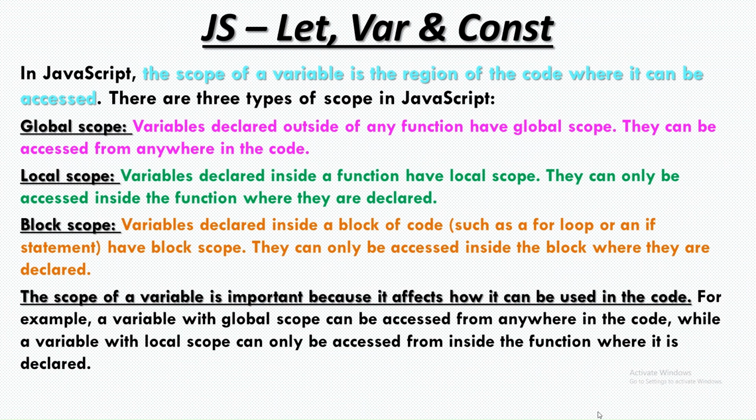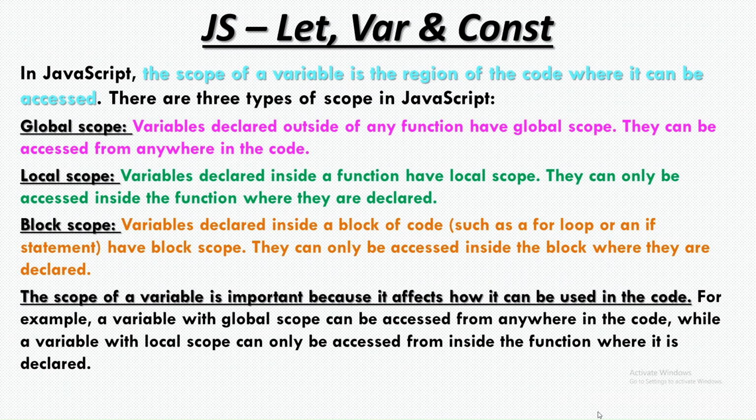in the code. Local scope: the variables declared inside a function have local scope. They can be accessed inside the function where they are declared. Block scope: variables declared inside a block of code such as a for loop or an if statement have block scope. They can only be accessed inside the block where they are declared.